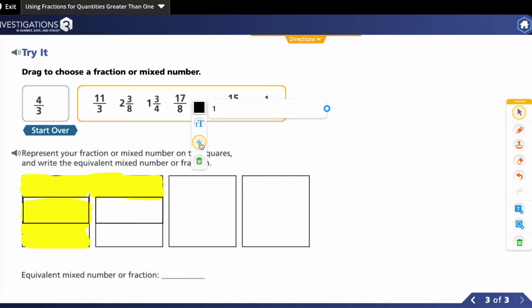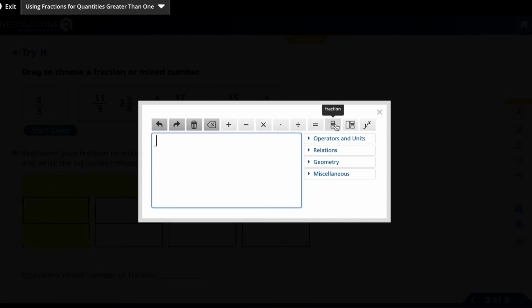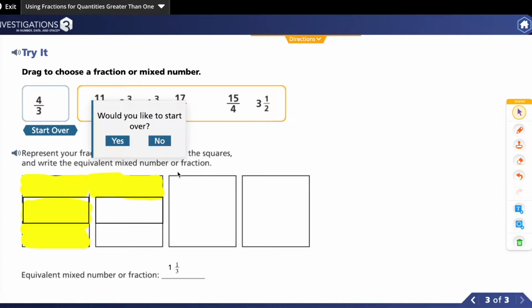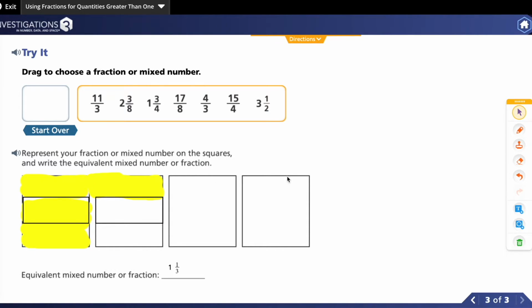So I have this fancy tool here. I'm going to click this and click fraction. And I have 1 out of 3. Close that. Now I'm just going to bring this down here. And I have 1 and 1/3. Let's start over and start with a mixed number this time.